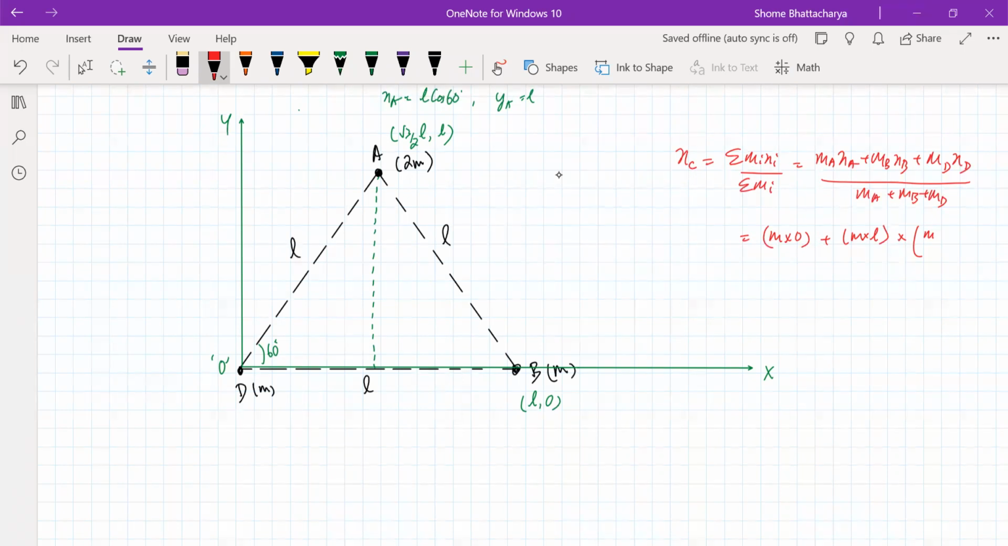Okay. So now see, this is where we have got this wrong. A's x coordinate is not L cos 60. A's x coordinate is L by 2, and its y coordinate is root 3 by 2 L. This is L sine 60, in fact. Now it makes sense. Now it is correct.